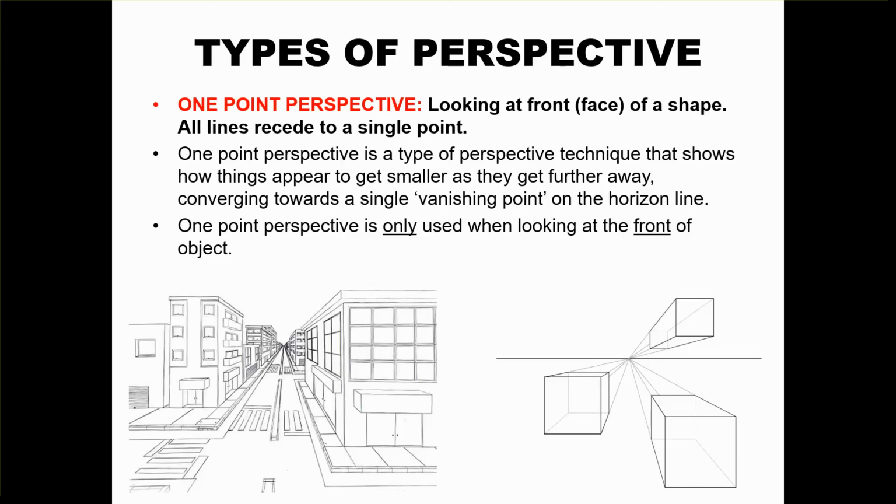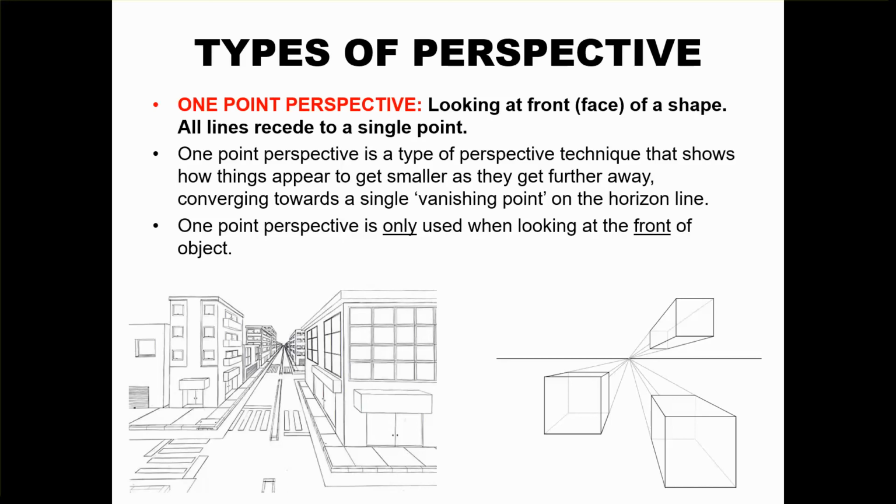So 1 point perspective is looking at the front, aka the face of the shape. So the face meaning that's the side that you see. And then all lines recede to that single point, and that's why it's called 1 point perspective, because we're using 1 point. All lines recede or converge to a single point.